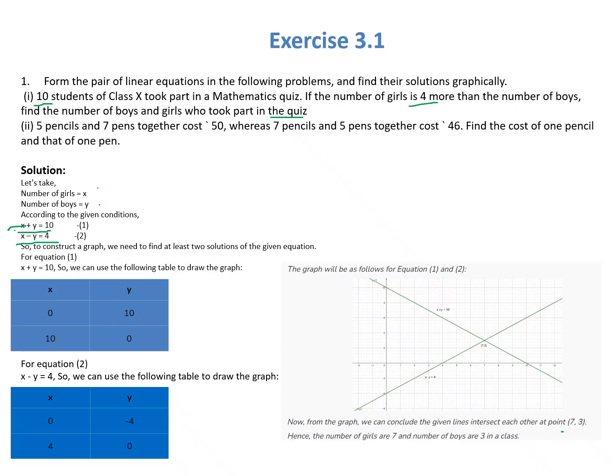And what was x? X was the number of the girls and y was the number of the boys. So we have 7 girls and 3 boys. We can validate the answers when we put these values here. So 7 plus 3 gives us 10 and 7 minus 3 gives us 4. Which means that the answer that we have got is correct, and it can be solved with the help of the graph in the following manner.